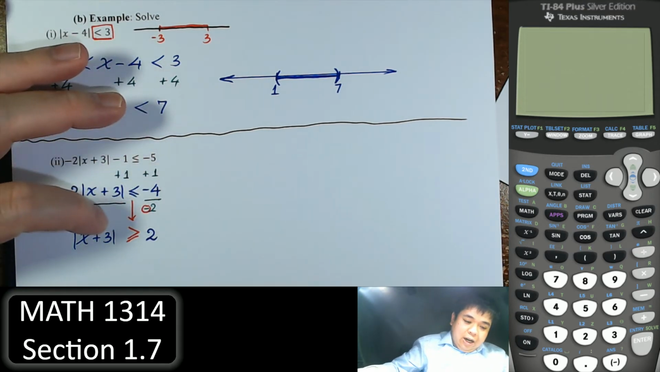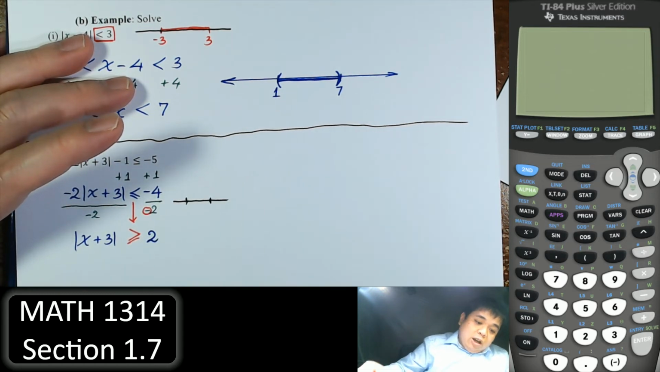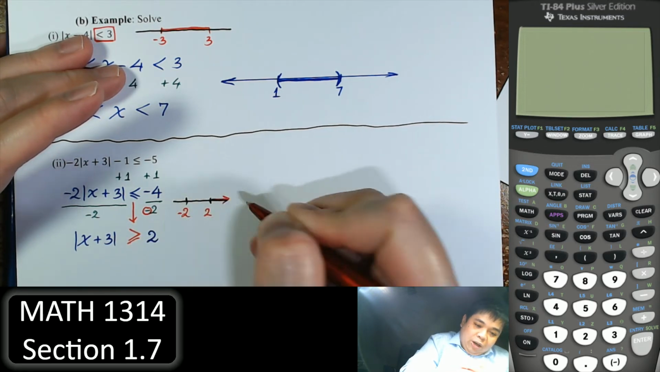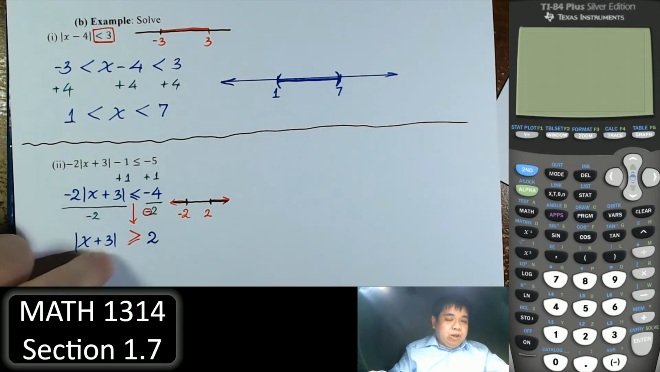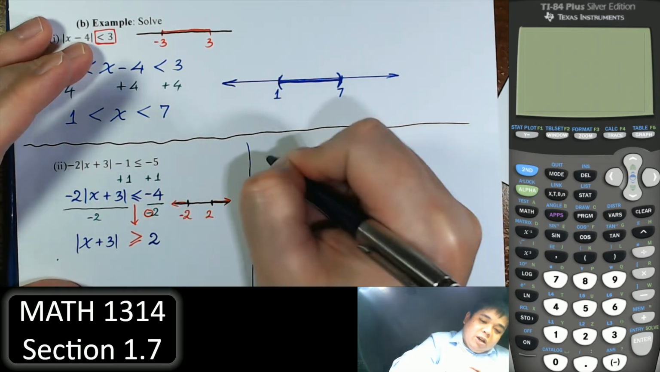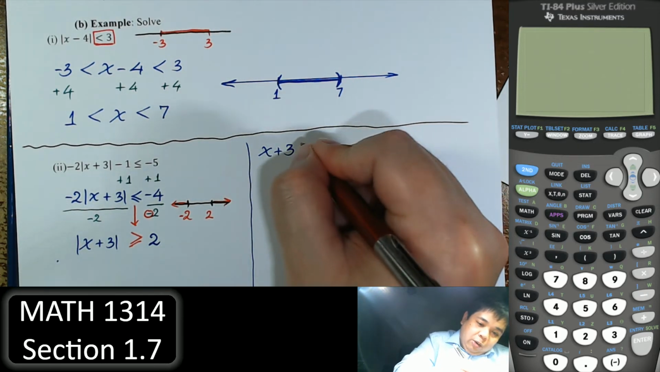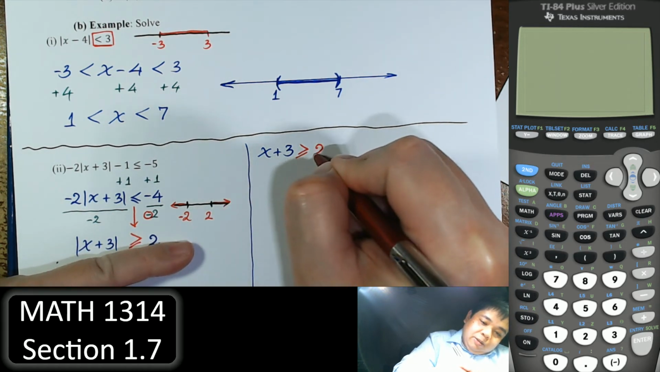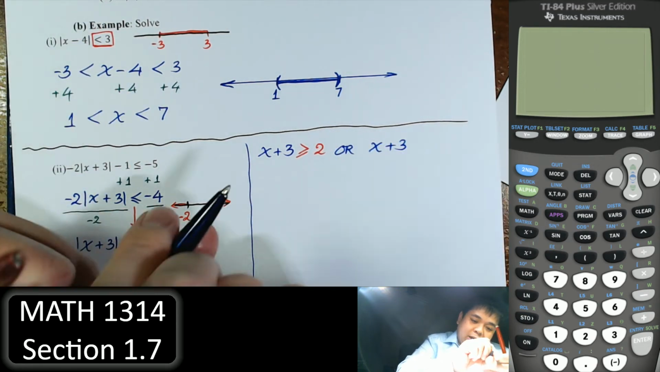So that's what we have. Now, this is greater than, meaning it will be on the outside of 2 and -2. So greater than 2, less than -2. So when we have absolute value of x plus 3 greater than 2, we're going to write x plus 3 greater than or equal to a positive number, or x plus 3 less than -2.